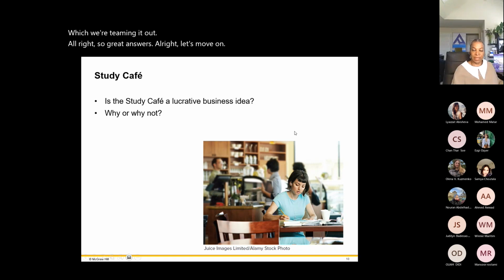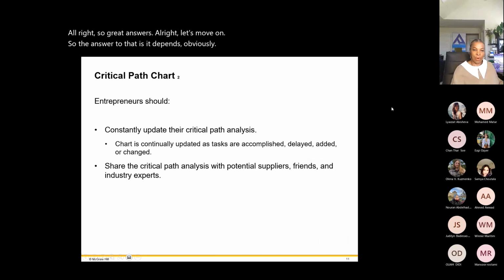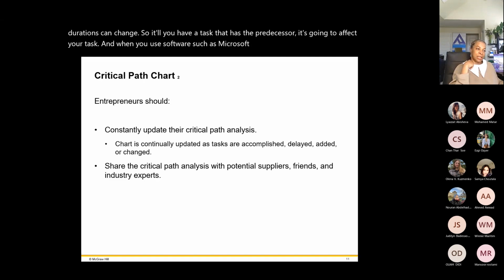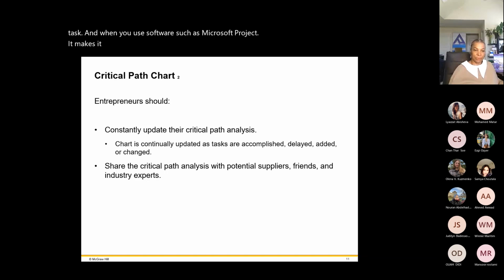So the answer to that is, it depends, obviously. The critical path, you should constantly update it because things change, because the task durations can change. If you have a task that has a predecessor, it's going to affect your task. And when you use software such as Microsoft Project, it makes the adjustment for you.